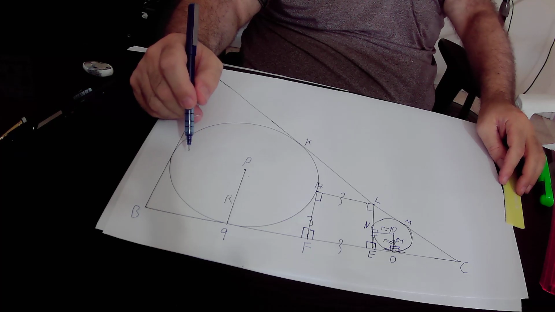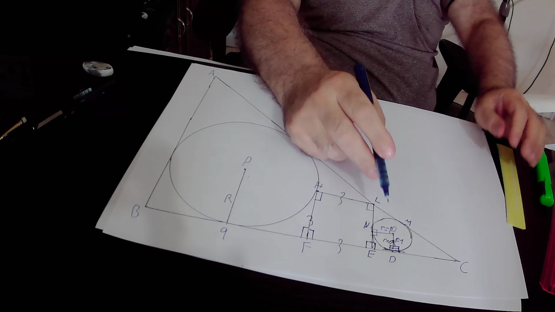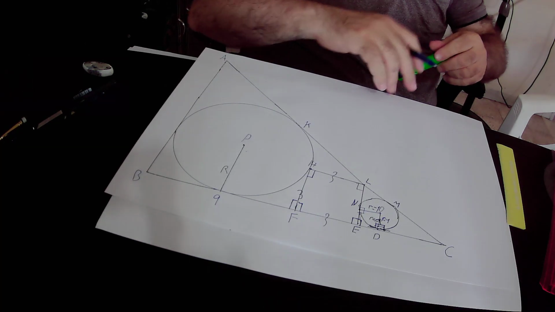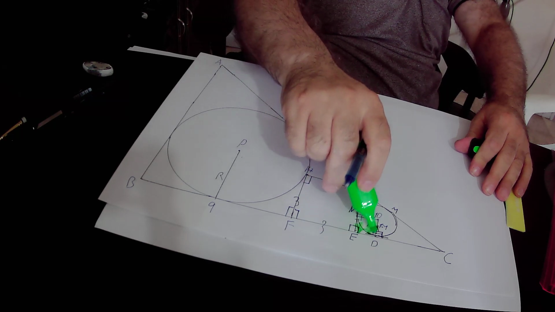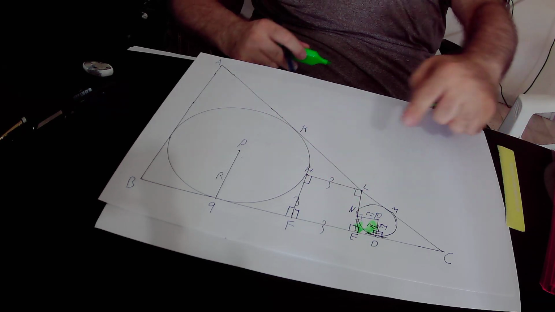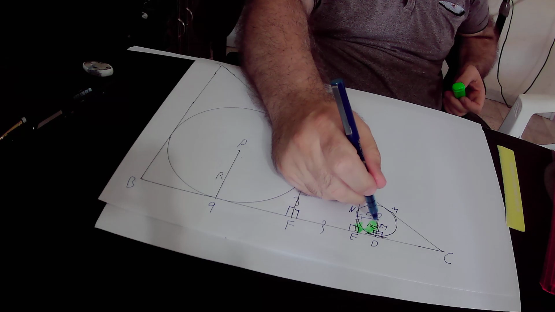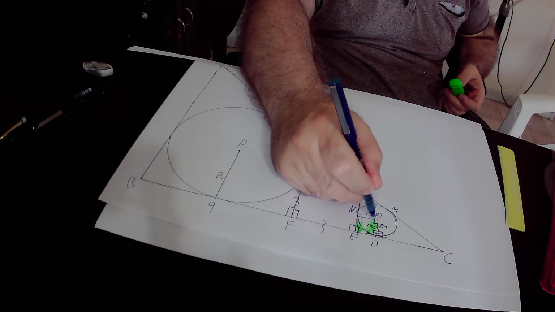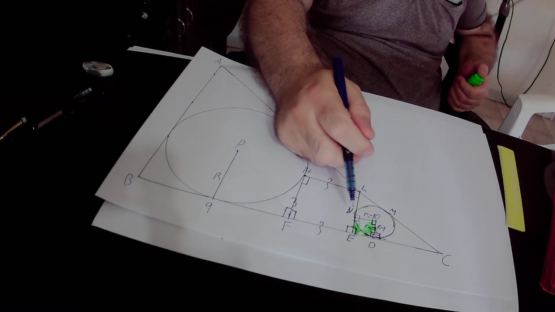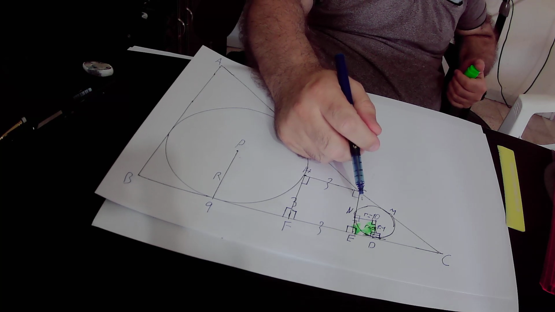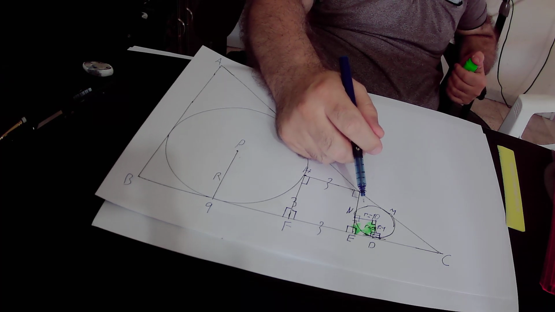So actually we found out that inside quadrangle ONDE, the green small quadrangle, we have 1, 2, 3 right angles. Therefore, the fourth angle must also be equal to 90 degrees. So, therefore, inside quadrangle ONDE, we have 4 right angles. Therefore, quadrangle ONDE is a rectangle.